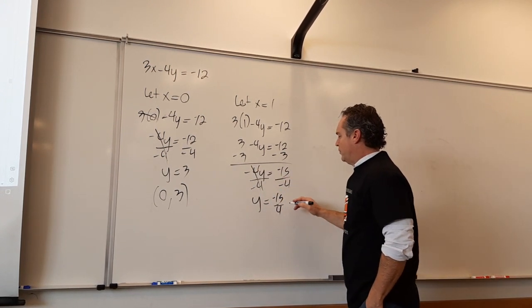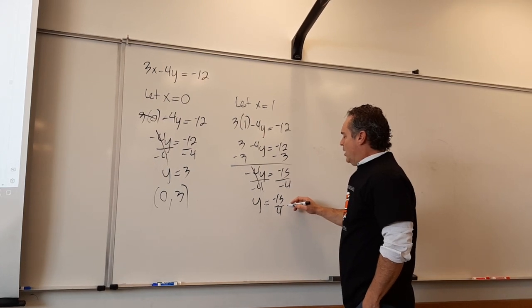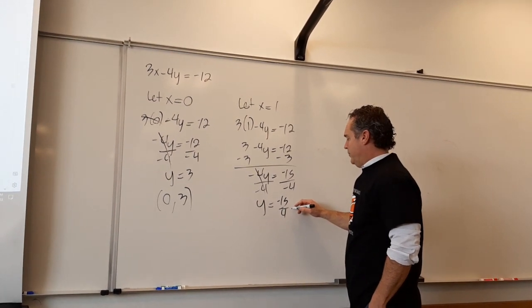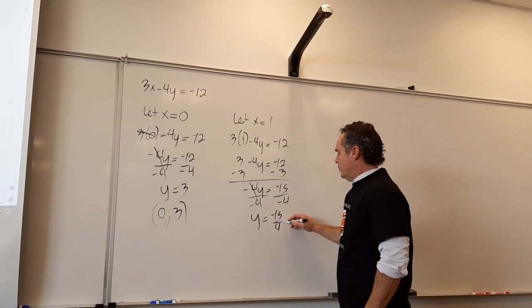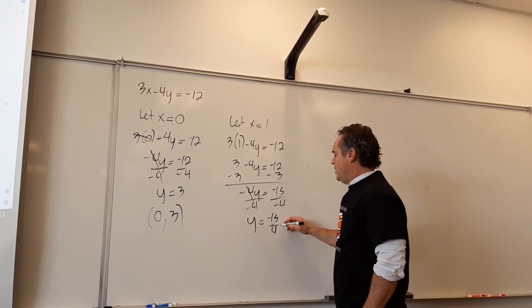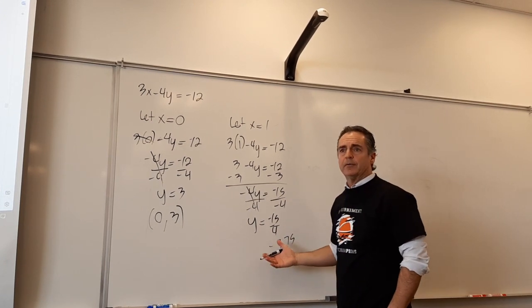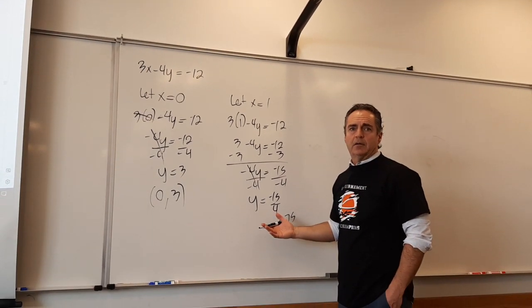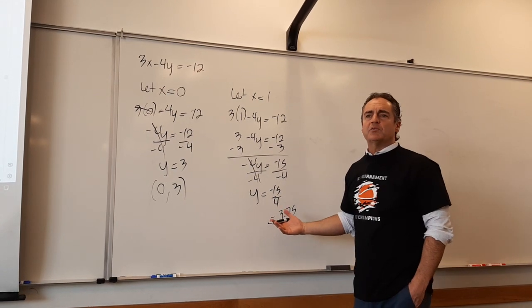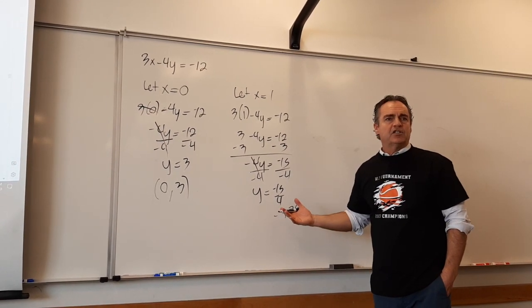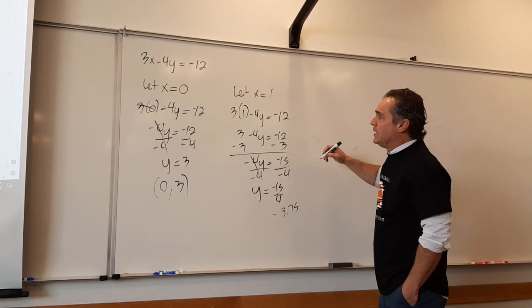Now, I want to share something with you, okay? This is going to be negative 3.75 if you put it in a calculator. You can check that if you'd like. And the reason I'm making this a decimal is because I have to graph it. It's just going to make my graphing that much more precise, I guess.